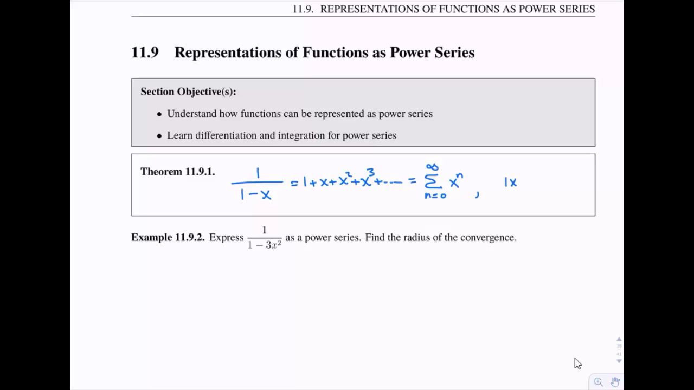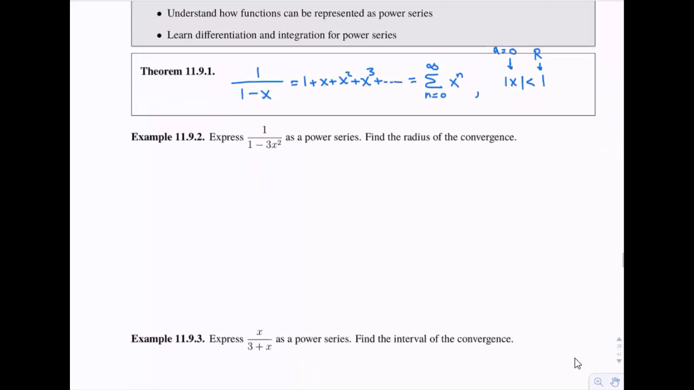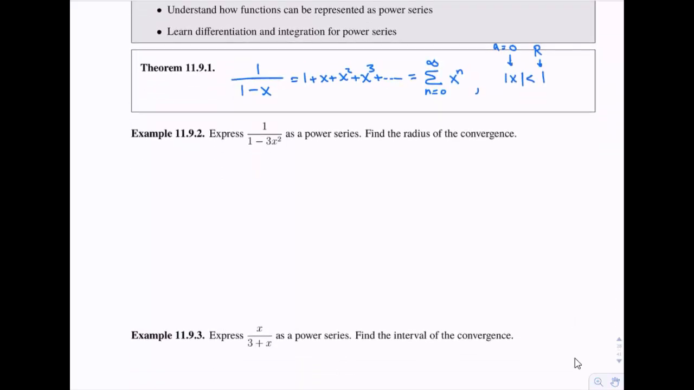And from our good old geometric series days, we know that the absolute value of x, or r, should be less than 1. So that's our radius of convergence here if our a is 0. Again, this is an idea that has to do with geometric series, except instead of r, we have x. So let's learn to express some different functions as power series.